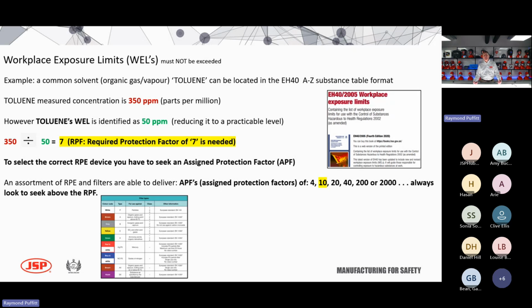And by that, we can then look at different types of filters to identify which filter we need. Do we need organic, inorganic? And then we can choose our filter of choice. So the workplace exposure limit works in conjunction with required protection factors. We must know the cloud, we must know the substance, and then we must know the APF value given from the sum that I've put on the screen.